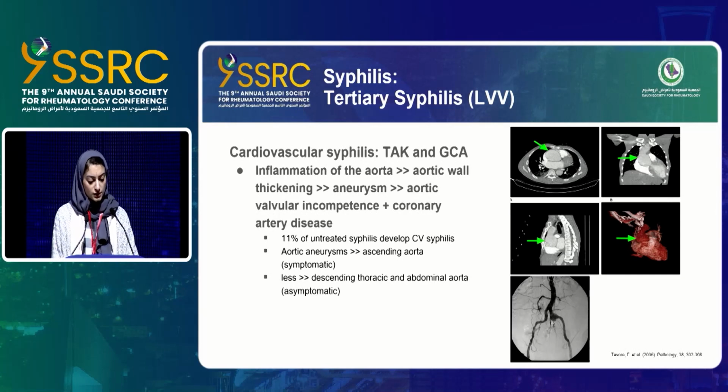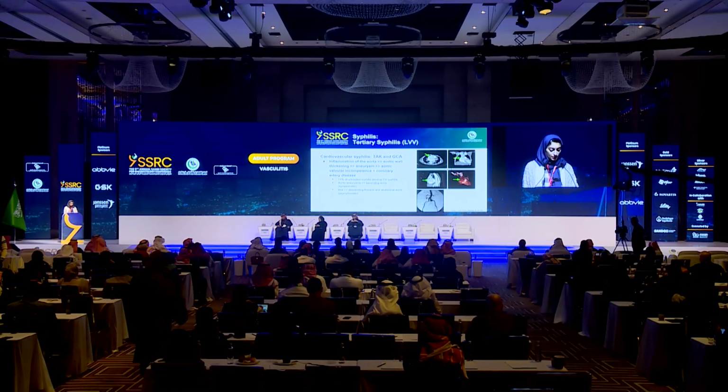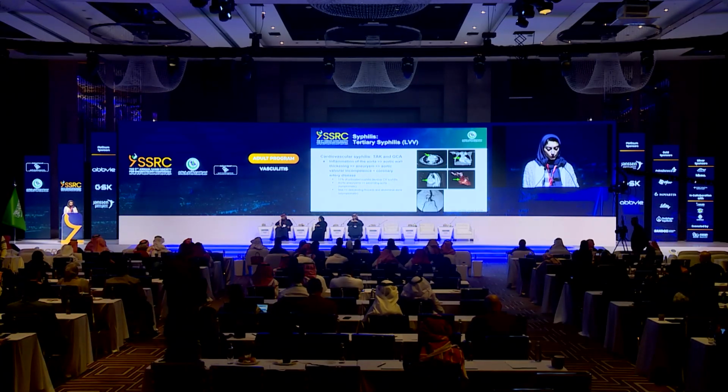It's worth mentioning that the aneurysm will mainly affect the ascending aorta, and most of those patients will be symptomatic, whereas fewer patients will have involvement of the descending aorta, and it's most likely asymptomatic.